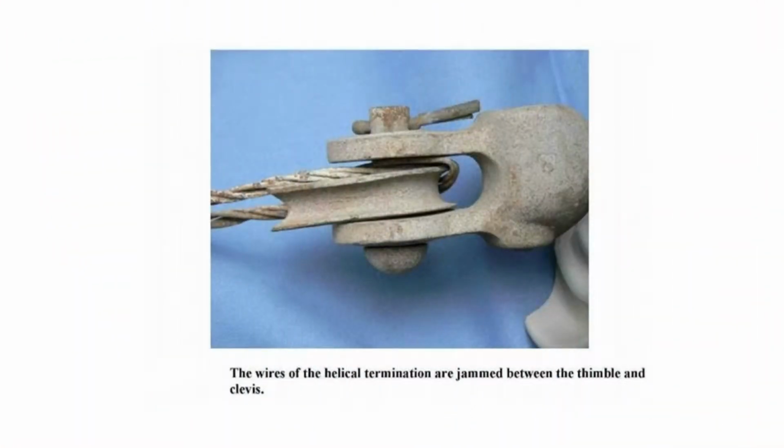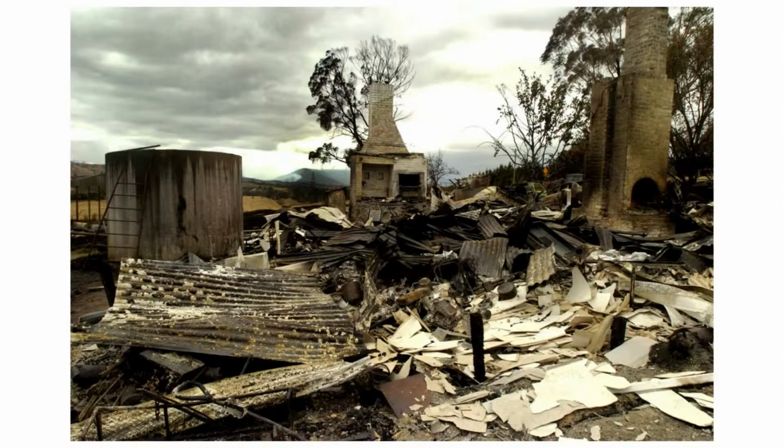This fault occurred as the helical termination was incorrectly seated with a thimble and a clevis device at the base of pole 39. Therefore, the fire ignited and caused the bushfire, which led to the death of 119 people and destroyed 1,242 homes.